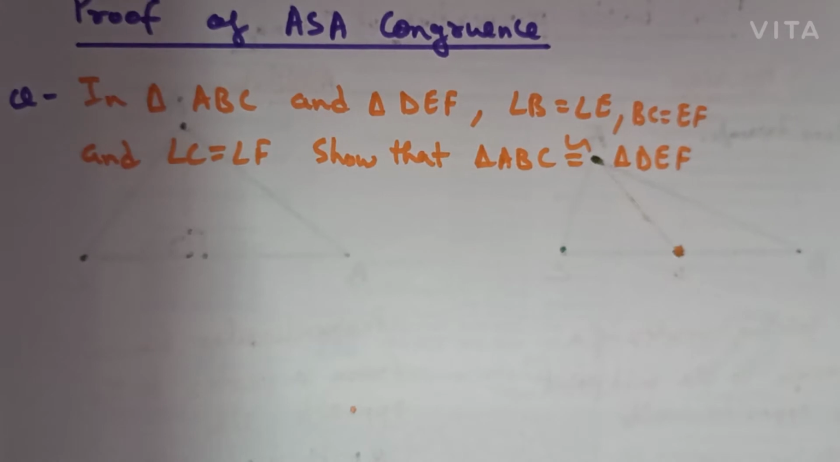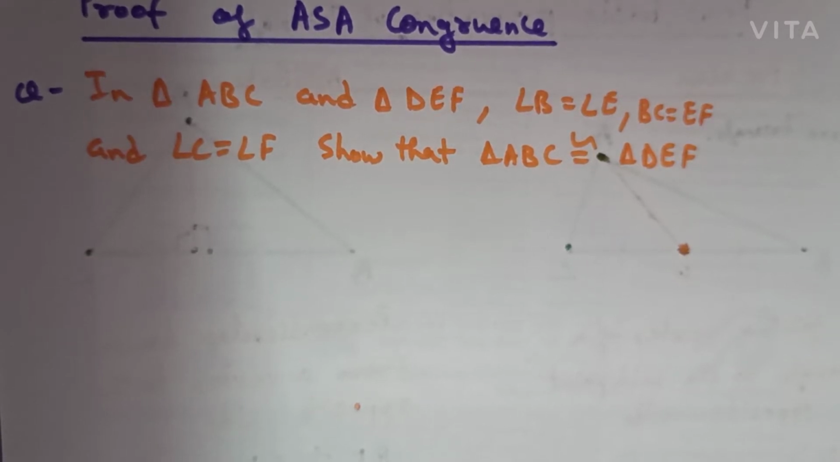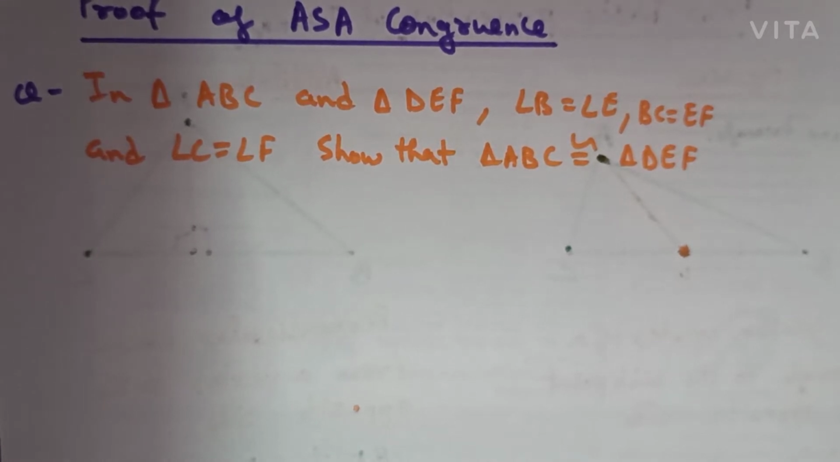Okay, the proof of ASA congruence. Other proofs are not so important. This is the one proof which we will be discussing here. Other congruence property proofs we have not discussed, they are not so important. But this proof is very important. Proof of angle side angle congruence.